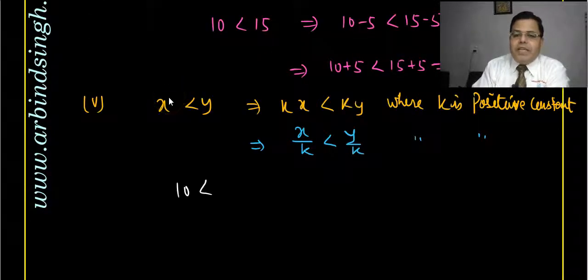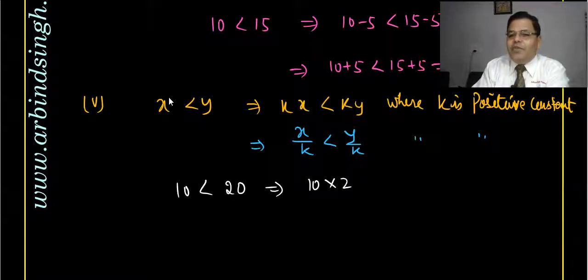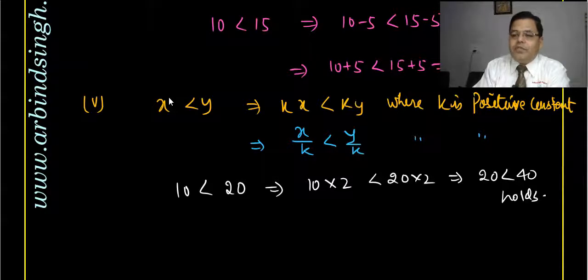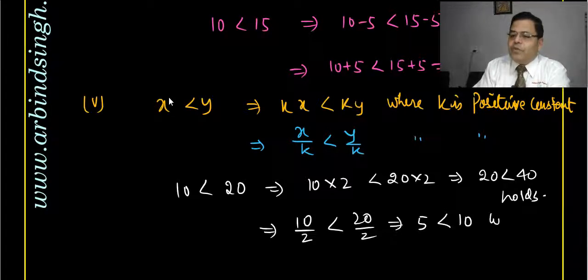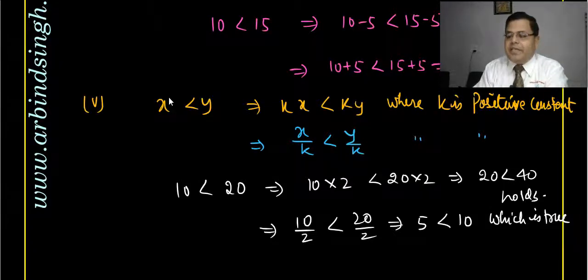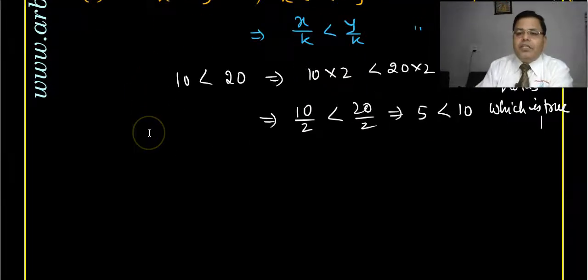Let us consider, suppose 10 is less than 20. That is true, no doubt about it. If we multiply 10 by 2 and 20 by 2, the inequality will also hold: 10 into 2 is 20 and 20 into 2 is 40, so the inequality holds. Now if I divide both the sides by 2, the output is 5 is less than 10, which is also true. So whether we divide or multiply by a positive constant, the sign of inequality will not change.